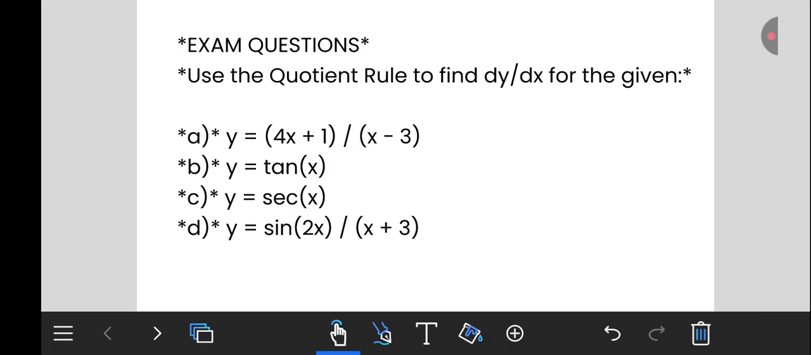Use the quotient rule to find dy over dx for the given equations: y is equal to tan x, y is equal to sec x, y is equal to sin 2x over x plus 3. Let's start with the first question.